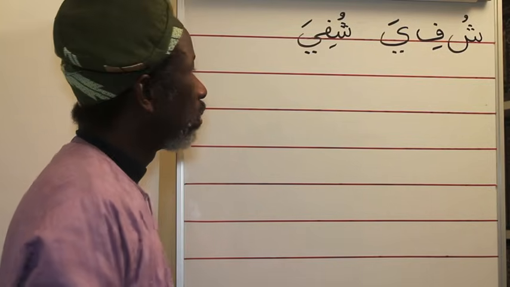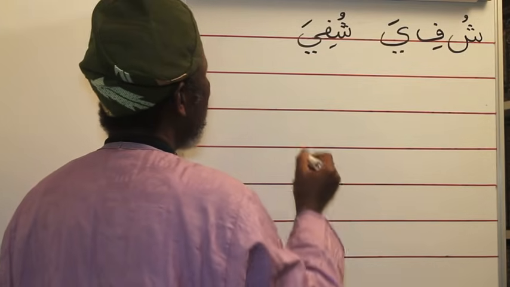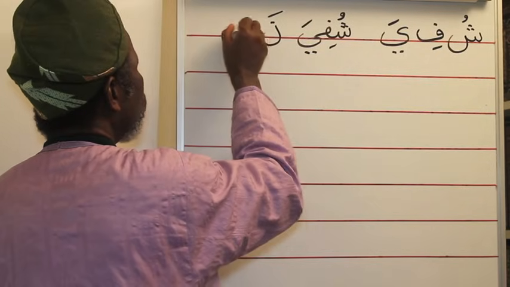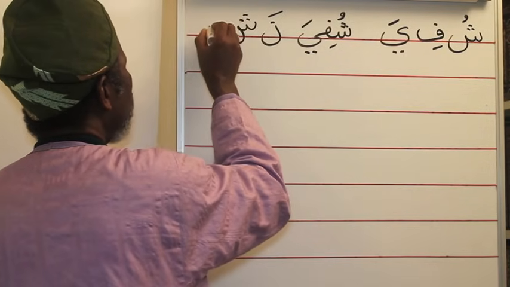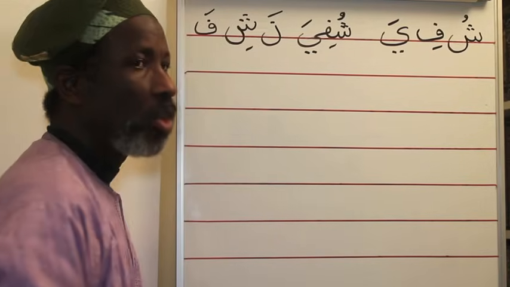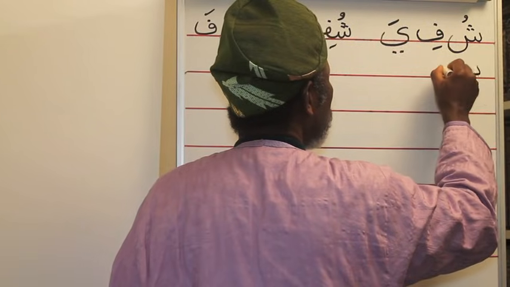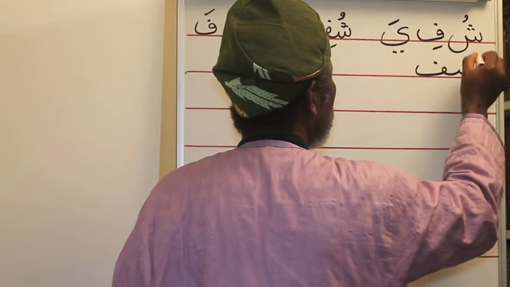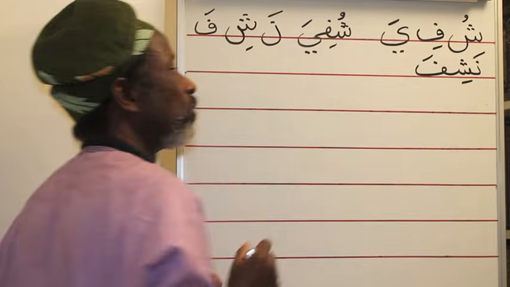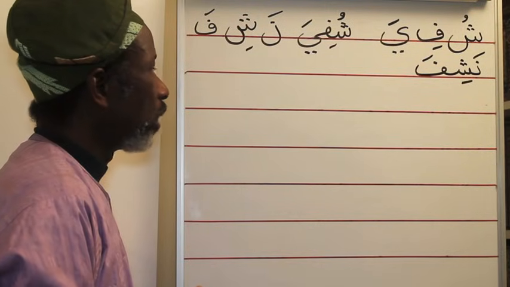Shin in the middle, nashifa. Na, shi, fa. Na, shi, fa. Nashifa. Join. Na, shi, fa. Na, shi, fa. Nashifa. That's your shin in the middle.